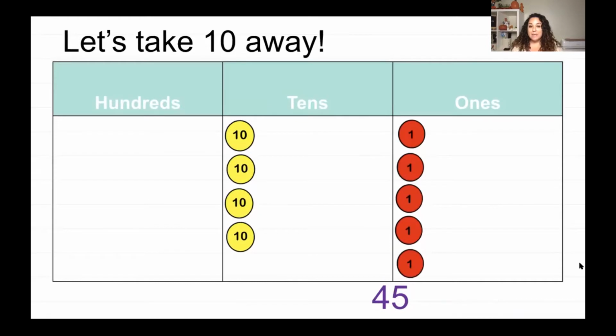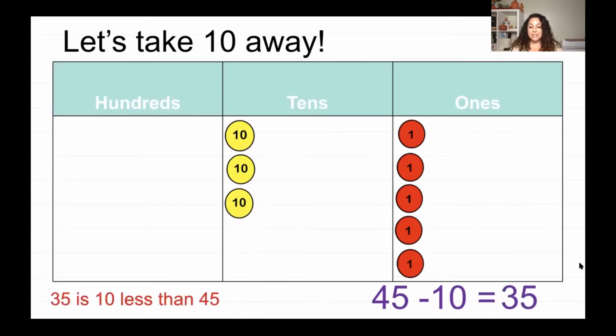Okay, let's see what happens when I take 10 away. So I have 45 again. You can see I have 4 tens and 5 ones. Here's my subtraction sentence, 45 take away 10. Now keep in mind, we're not going to take away from the ones place. We're going to take away a whole 10. So let's go ahead and see what happens when it goes away. Goodbye 10. And what am I left with? I'm left with 3 tens and 5 ones. So that means I have 35. So I could say that 35 is 10 less than 45.